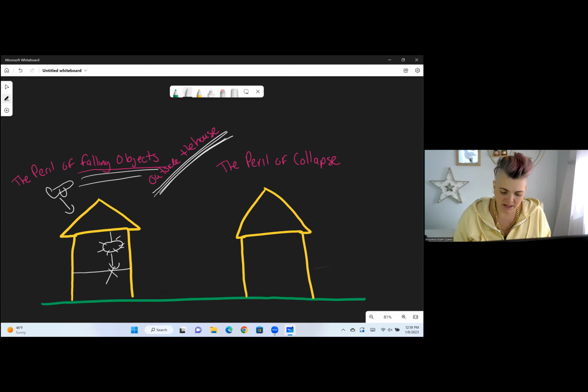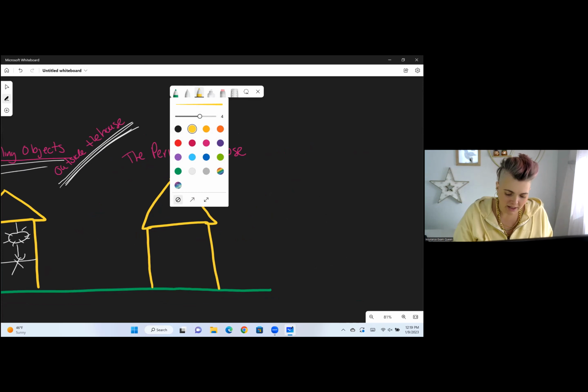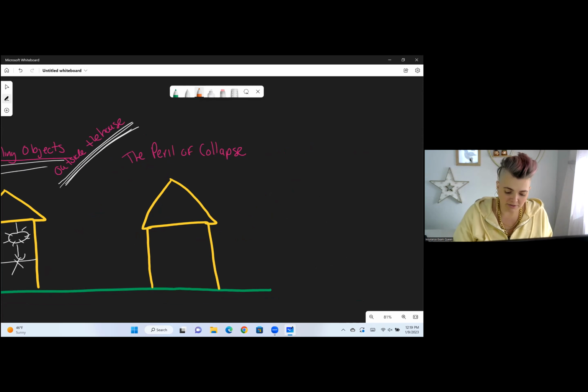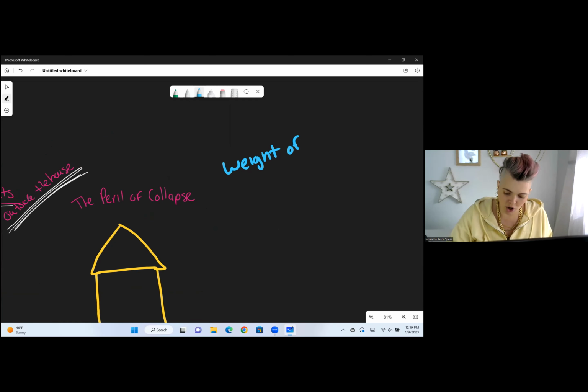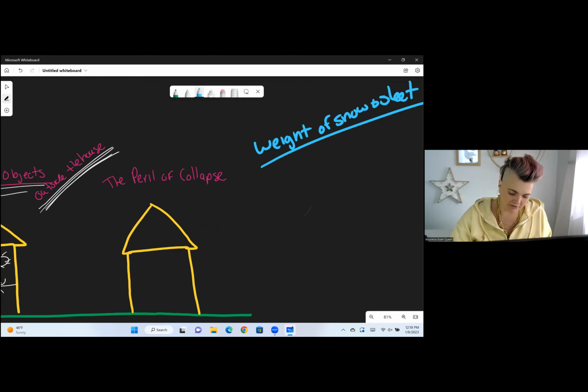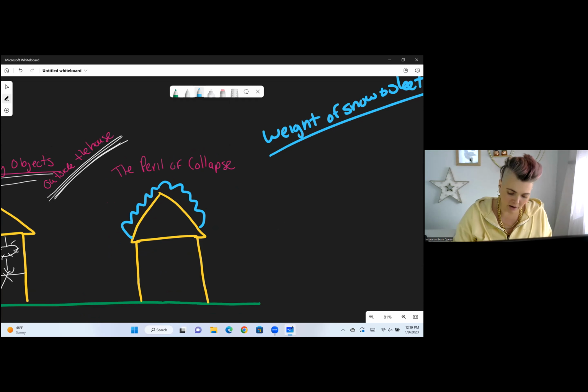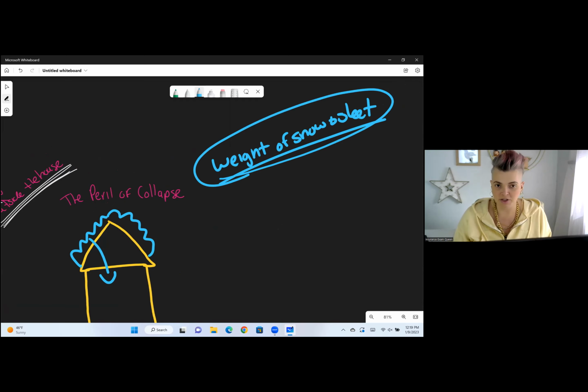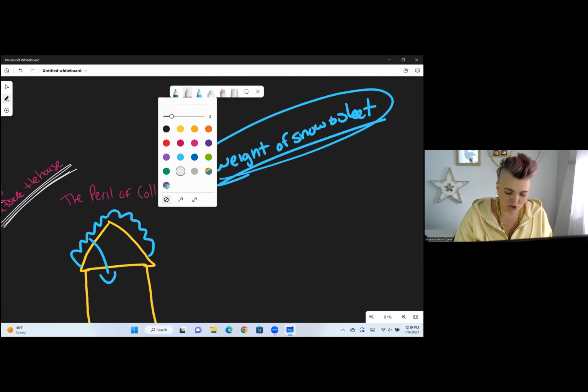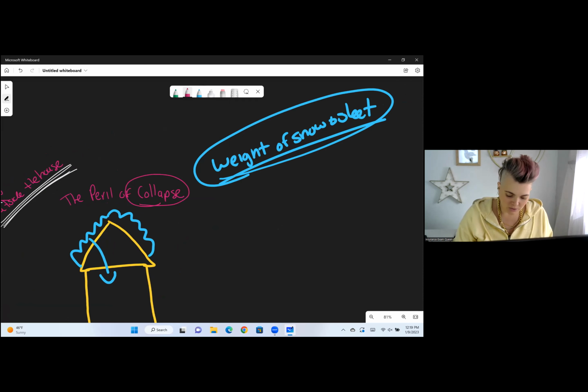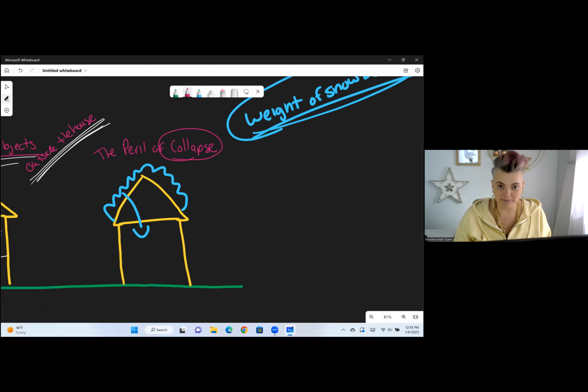Now let's talk about collapse. Collapse kind of has a few different sticky points to it. So first of all, keep in mind that you do have the peril of the weight of snow and sleet. If you had a bunch of snow and sleet rack up and it causes the house to collapse, that's covered under the peril of the weight of snow and sleet, not necessarily under the peril of collapse. When it comes to the peril of collapse, that's when the house itself collapses.